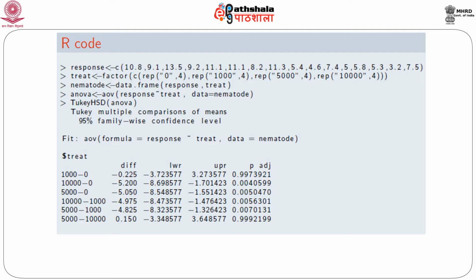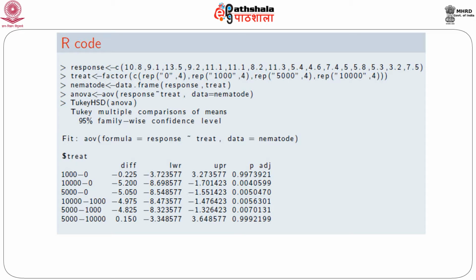Second line shows a p-value of 0.0040599, much less than the 0.05 cutoff. So, the 10,000 group differs significantly from the 0 group. Same is true about the next line. The 5,000 group also differs significantly from the 0 group. The 10,000 group differs significantly from the 1,000 group, and the 5,000 differs significantly from the 1,000 group, but the 5,000 and 10,000 groups do not differ significantly.